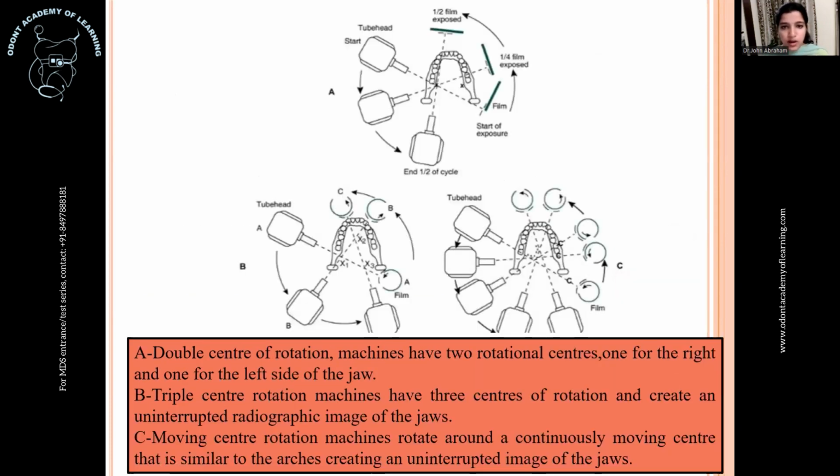So these are different centers of rotation. First, this picture is representing double centers of rotation, one for the right and one for the left side of the jaw. This particular image is showing triple centers of rotation, which are marked by X1, X2, and X3. And C is a moving center of rotation, where the machine rotates continuously, moving across, similar to the arches, creating an uninterrupted image of the jaw. So in B and C, you get a continuous image formation.